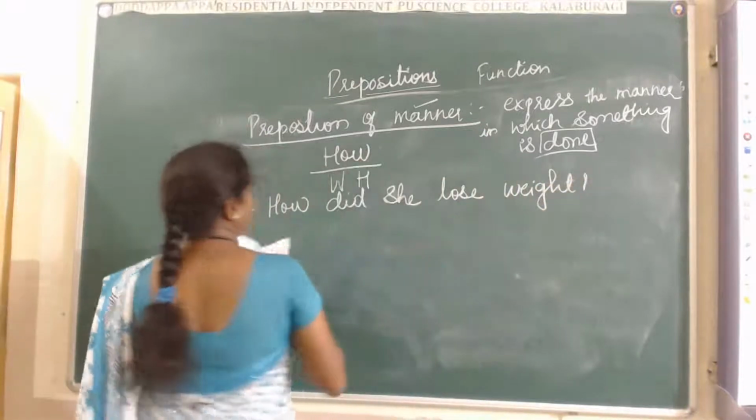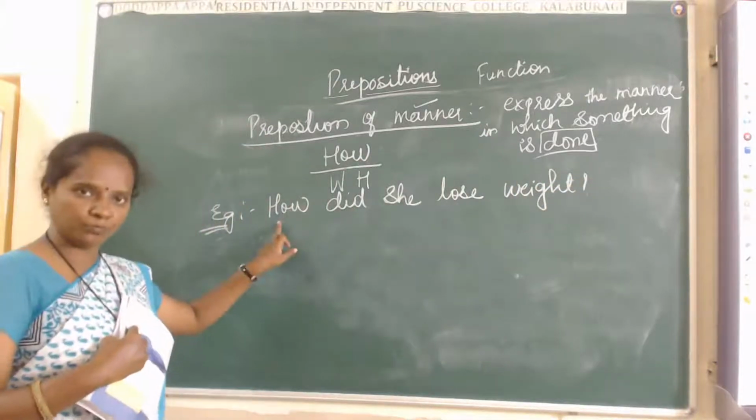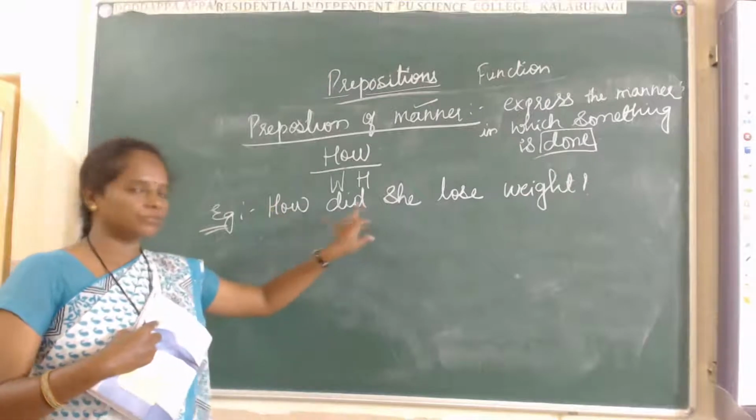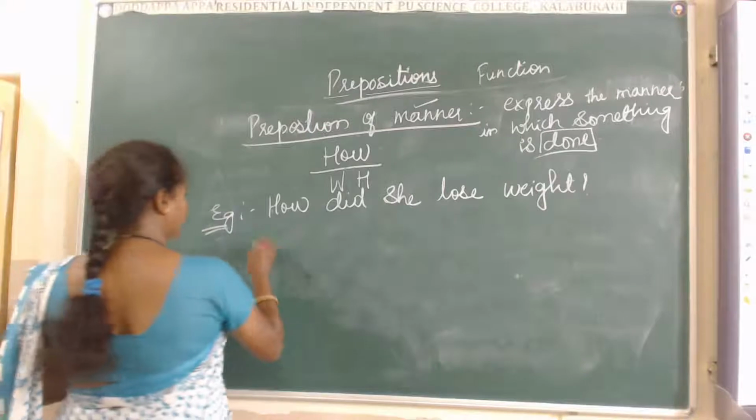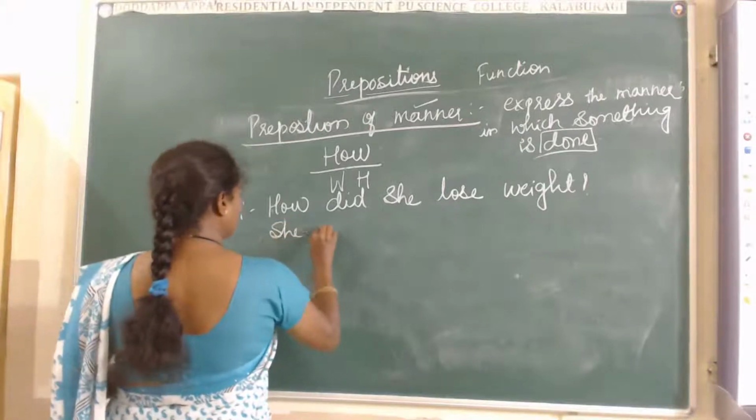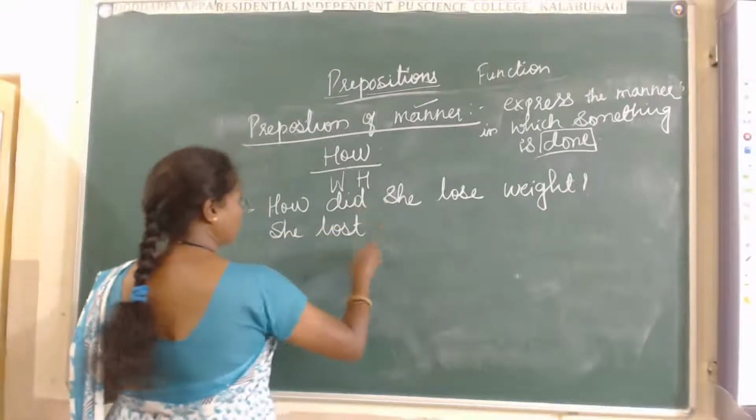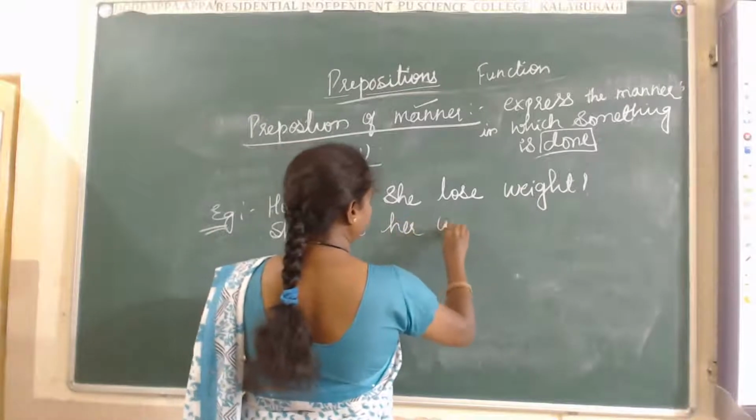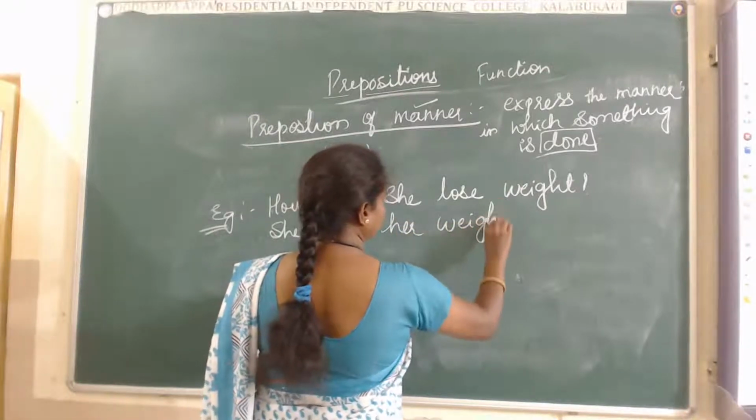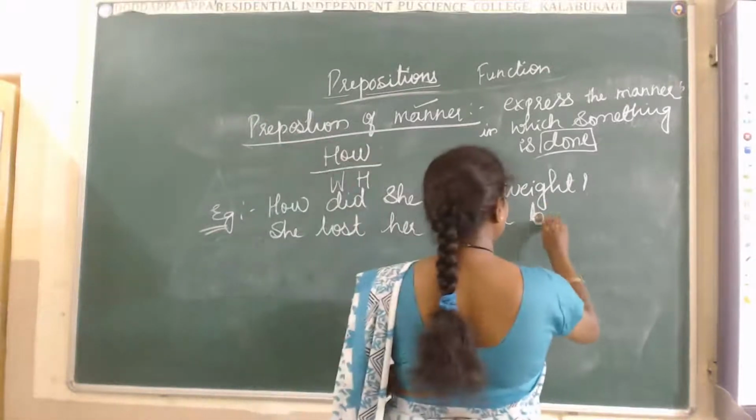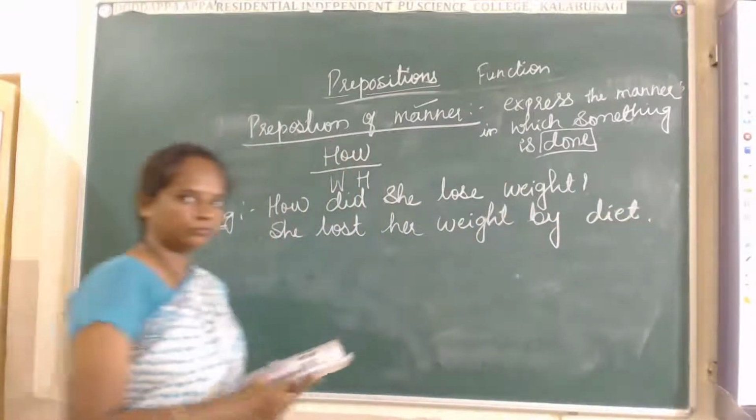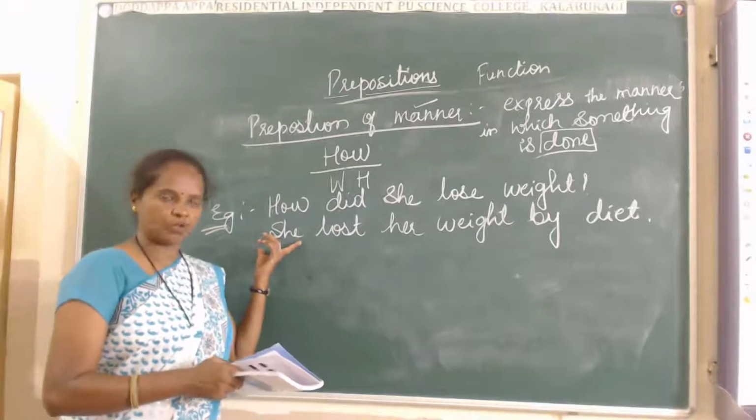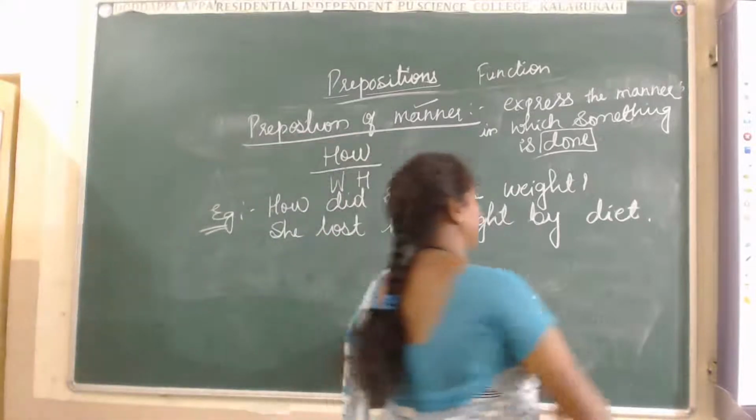See here. The question starts with how, a WH word. What will the answer be? She lost her weight by diet. By diet, or by exercising, also by exercising.